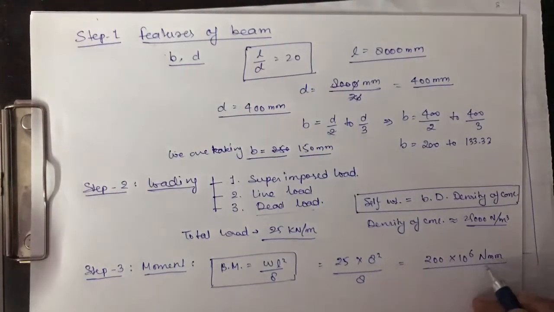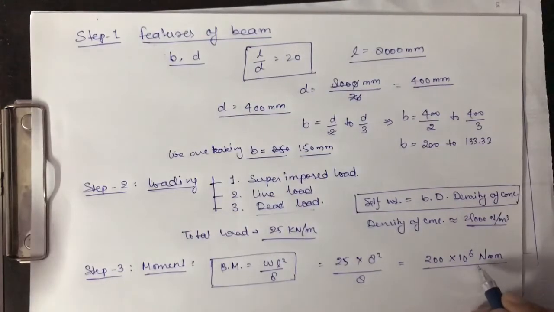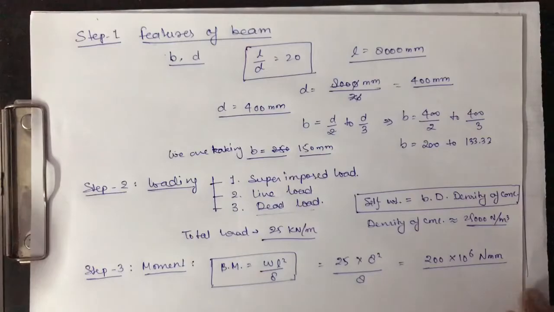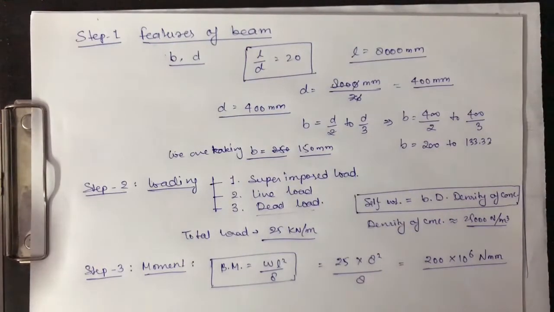Guys, for the calculation in the standard formulas, we have to take the units in Newton mm, because in our codal values all our stress units are in Newton mm or Newton per mm square. So we have to take the values in Newton mm. The calculation will be easier. Now going to step number 4, which is ultimate moment.